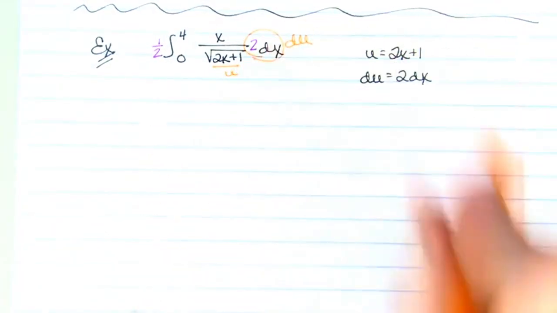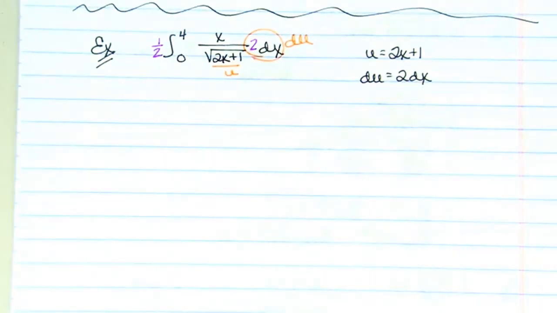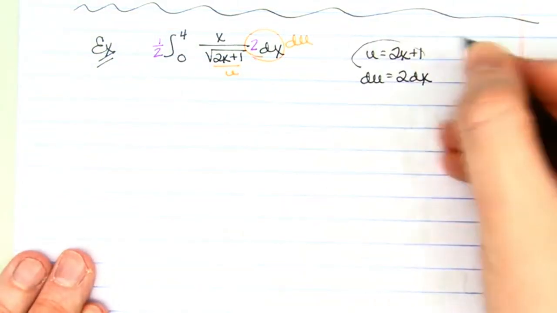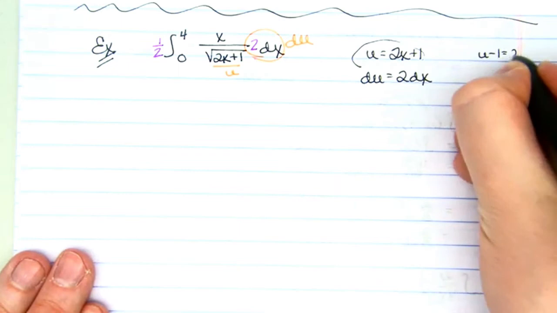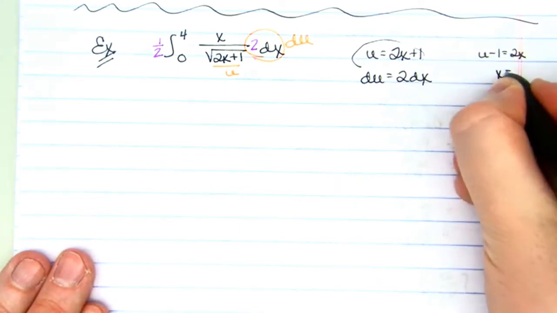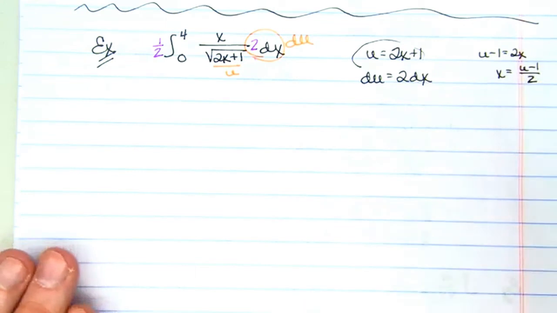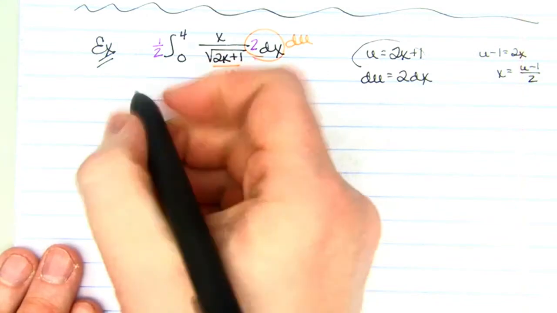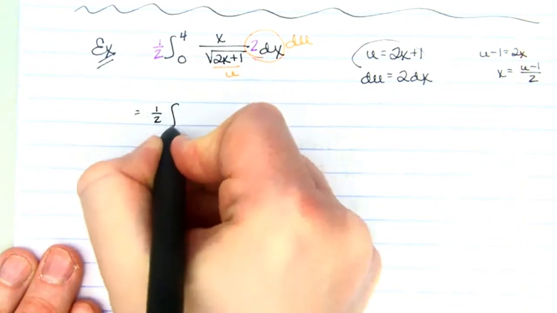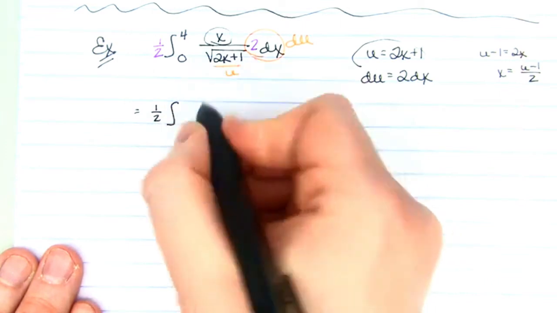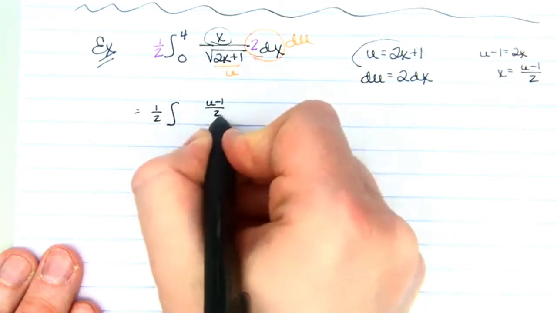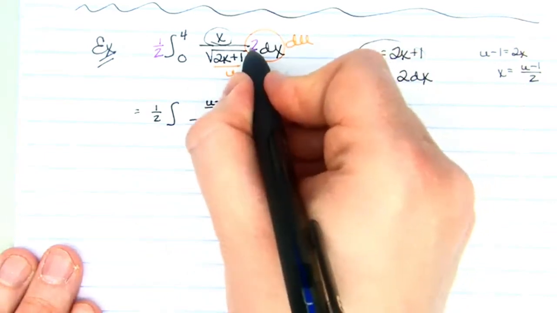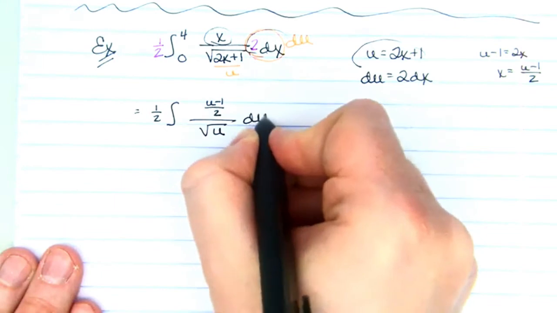I've got a u under my square root, that's good, but the x up top is going to be a problem. I need to do a change of variable. I need to solve this equation for x. I'm going to get u minus 1 equals 2x. Divide both sides by 2, x equals (u minus 1) over 2. So I am going to get the 1/2 out front times the integral. This x up top is now (u minus 1) over 2. In the bottom, I have the square root of u. This 2 and this dx, together those make up my du.